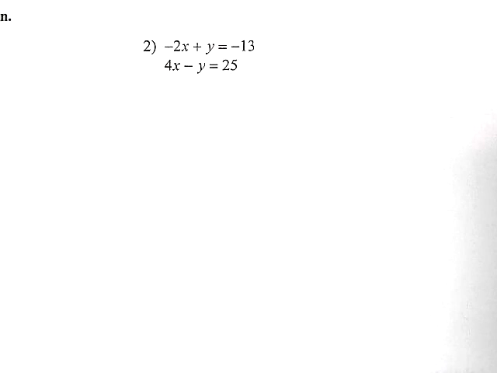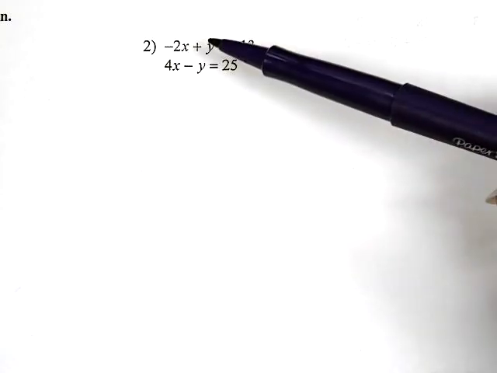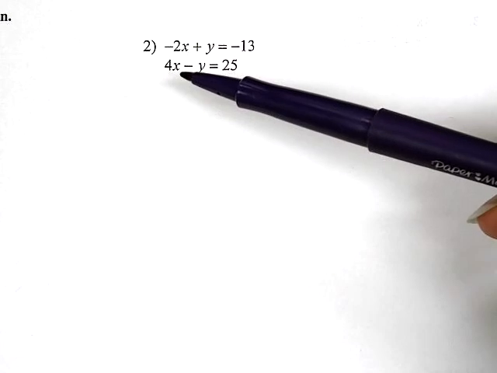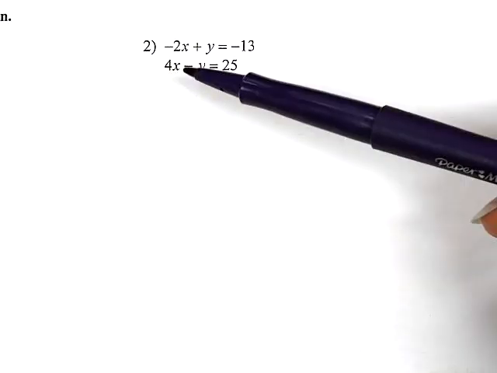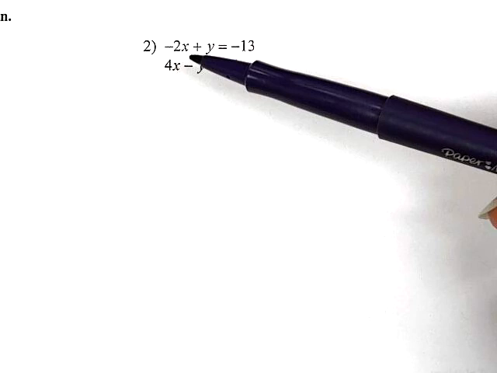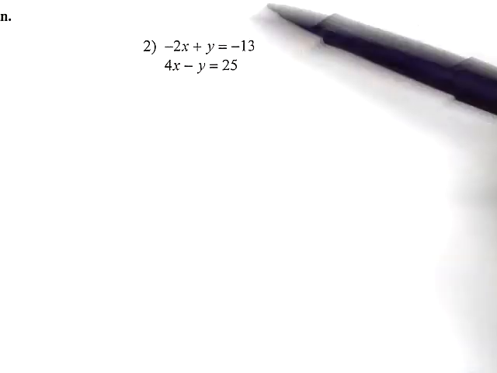All right, now step 2, we need to look for opposite coefficients. So we want them to be the same number, but opposite signs in front of the same variable. When we look at the x's, we have a negative 2x and a positive 4x. Well, those are opposite signs, but they're not the same number. So if I add those together, they don't cancel each other. Let's look at the y's.